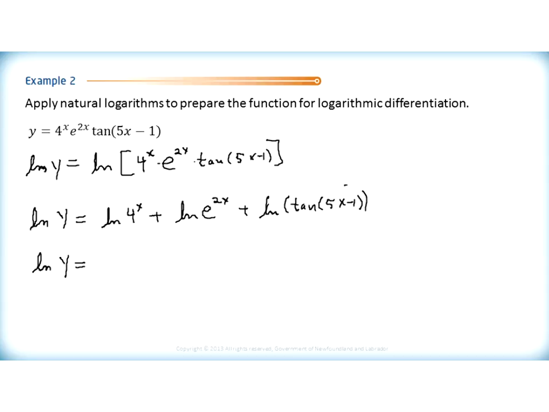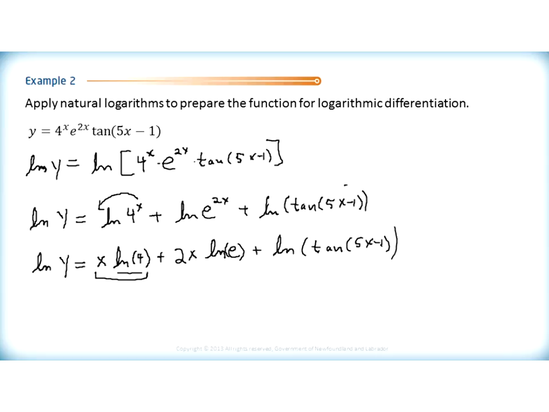here I can take this x and move it down in front. So I have x ln 4, and really all I'm differentiating when I go to attack that term, it's just going to be a linear function, isn't it? Because that's a constant times x. Plus, in the next one, I've got 2x times the ln of e, which is really nice. That's nice and simple. Plus, I'm going to leave the ln of the tan of 5x minus 1 alone for now. I'm just going to do one more step here.